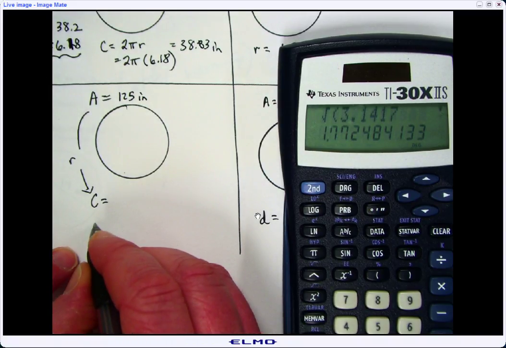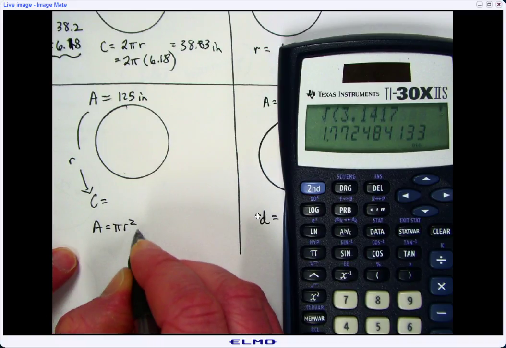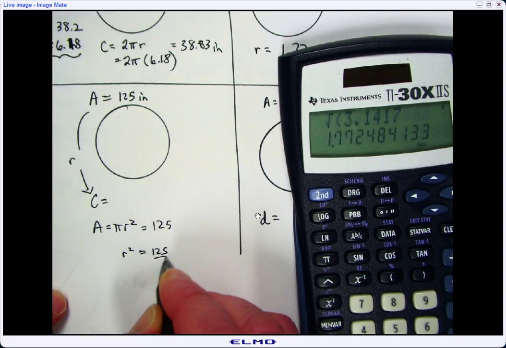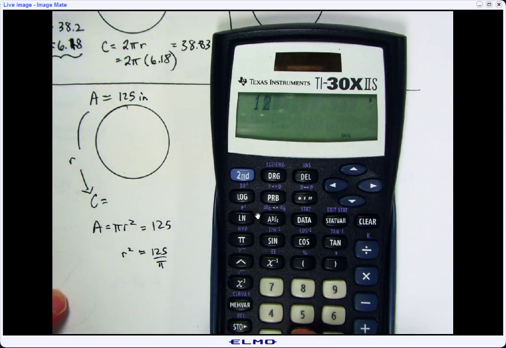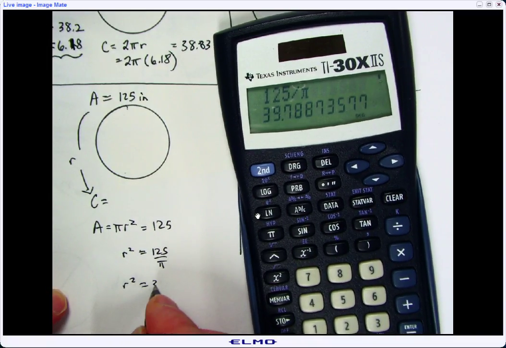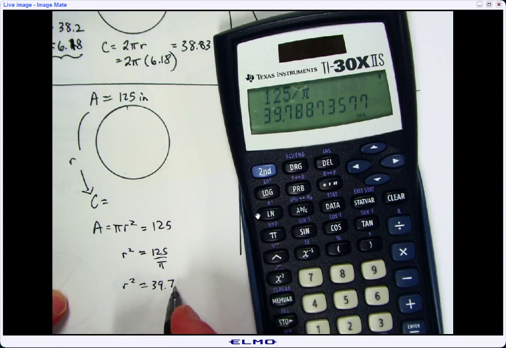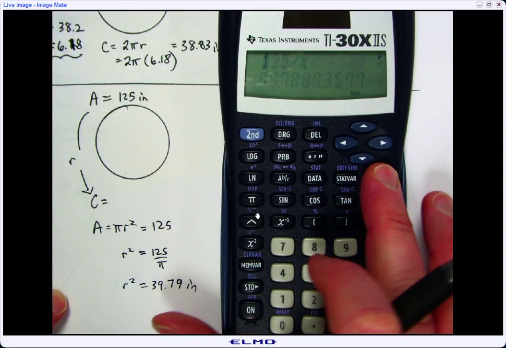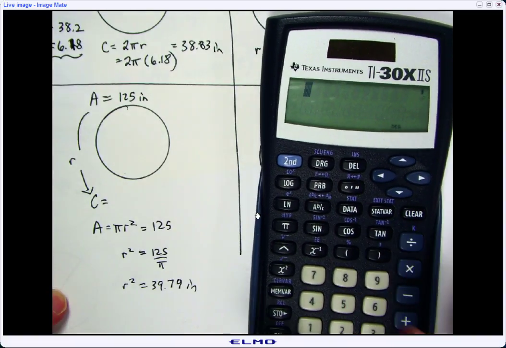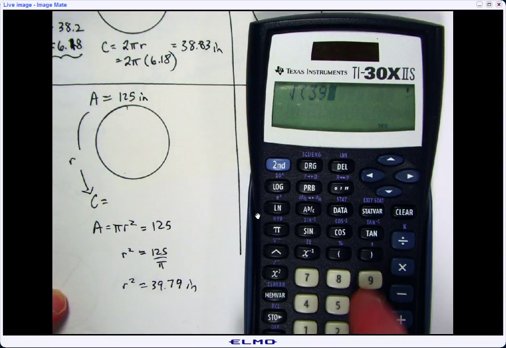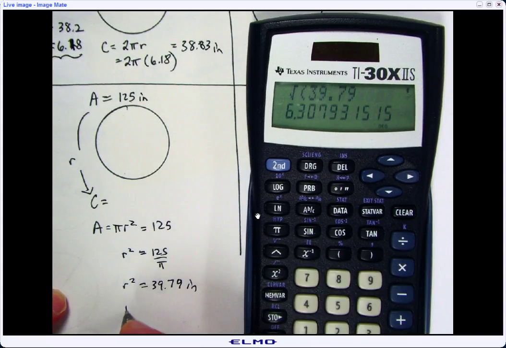we start out the same way. Area equals pi r squared. The area is 125. R squared equals 125 divided by pi. So R squared equals 39.79. So square root now to get the next value. So the square root of 39.79. That's my radius. Not done with the problem.